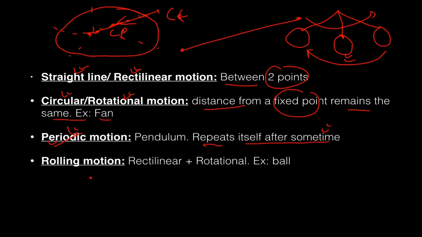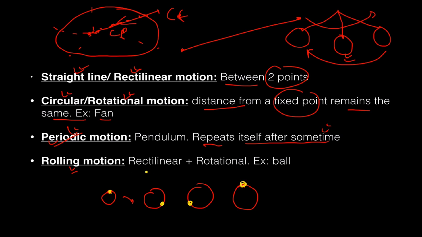This is called periodic motion, while rolling motion is a ball rolling. So let's say this point is there. Now when the ball comes down here, the point will come this side. Now when the ball comes here, then the point will come this side, and now when the ball comes here, then the point will again come this side.